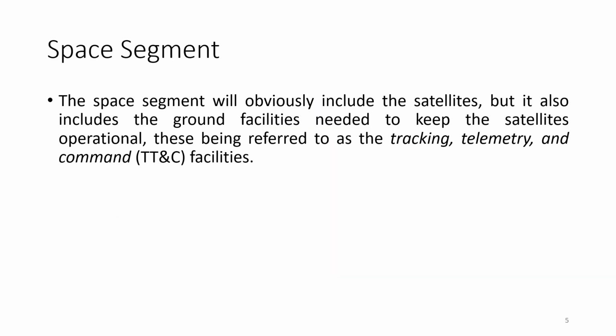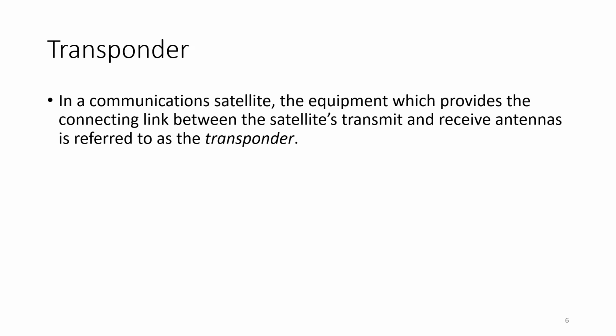So we'll see what the space segment is. The space segment obviously includes the satellites, and not only the satellites, but also the ground facilities needed to keep the satellites functional. These are usually called the tracking, telemetry and command facilities, that is, TT and C facilities.